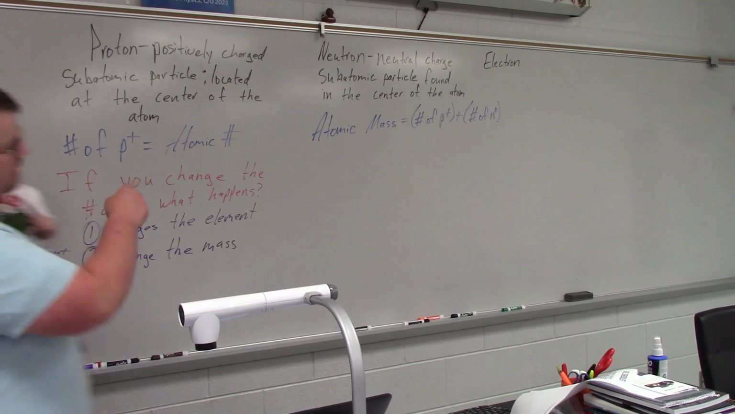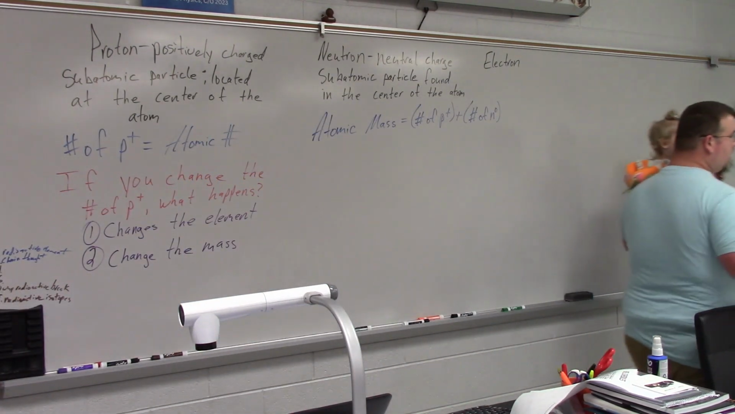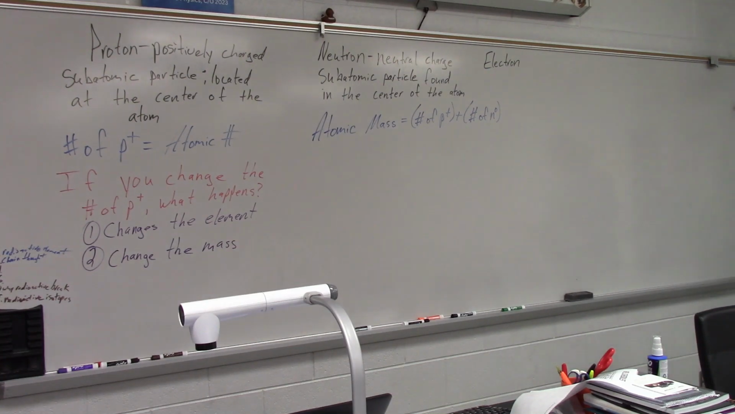So the atomic mass is equal to the number of protons plus the number of neutrons. This is all found in the center of the atom. This is where the charge is also seen, but most importantly, it's where the mass is coming from.